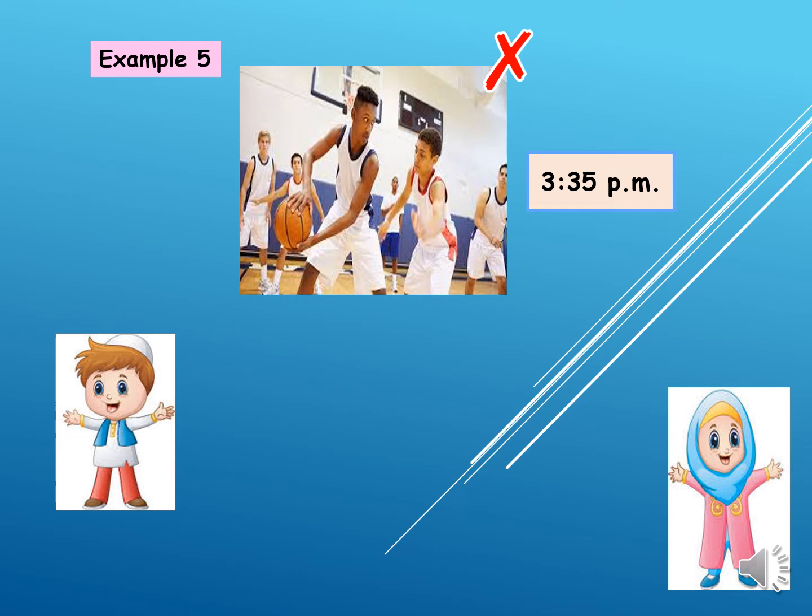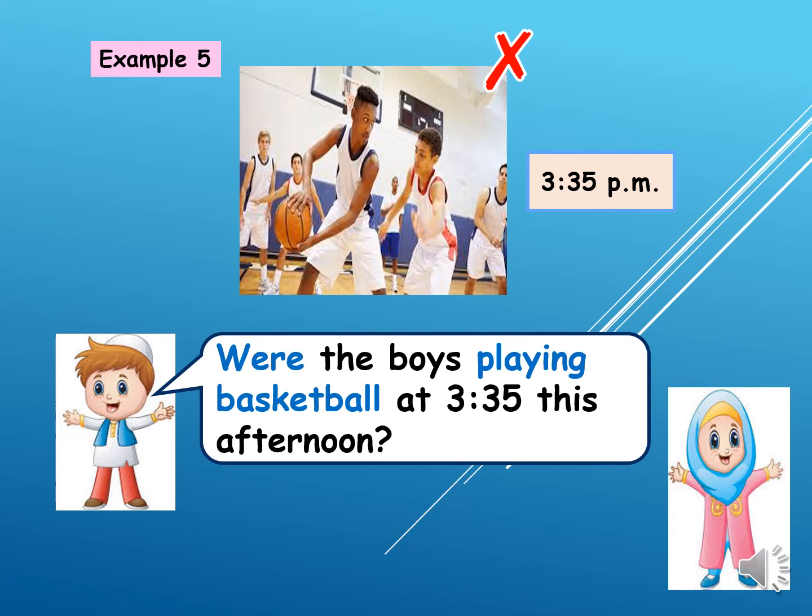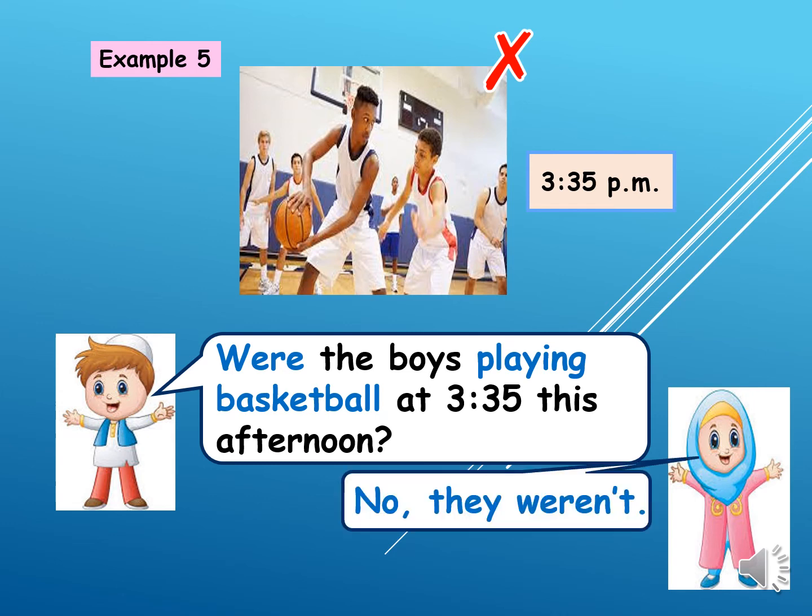How about this example? Let's have a look. The boy wants to know, "Were the boys playing basketball at 3:35 this afternoon?" As the subjects are the boys, so we use were. As you know, there's a cross. It means no. How do we answer the question? No, they weren't. Remember that weren't is the short form of were not.